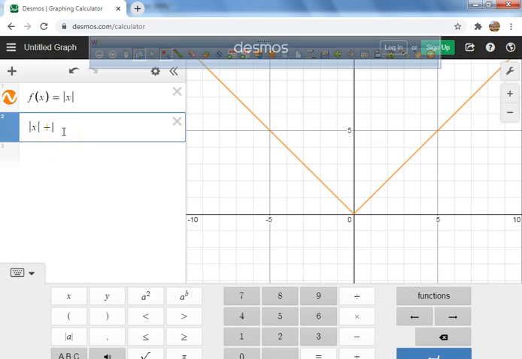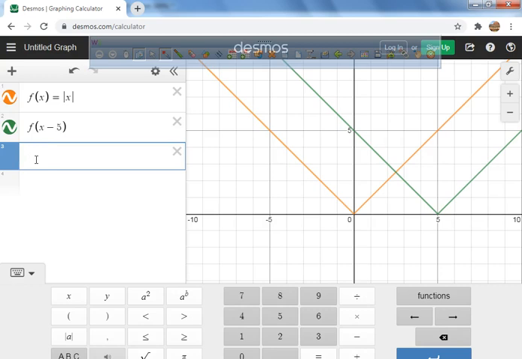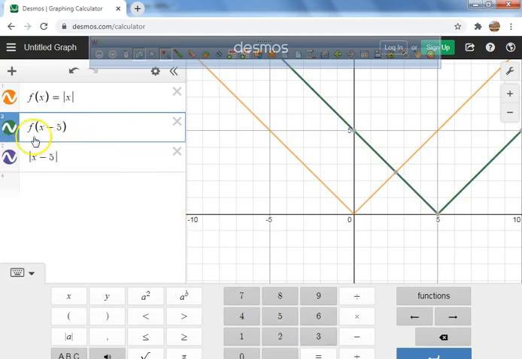Okay, so here we go. Look what happens when I put f of x minus 5. Where does it go? It goes 5 units to the right. Now remember what I said. This still means the absolute value of x minus 5. So does everybody understand the green, where I say f of x minus 5, and the absolute value of x minus 5? These mean the same thing. Why do they mean the same thing? Because I've defined f of x being the absolute value of x. So that went 5 units to the right.